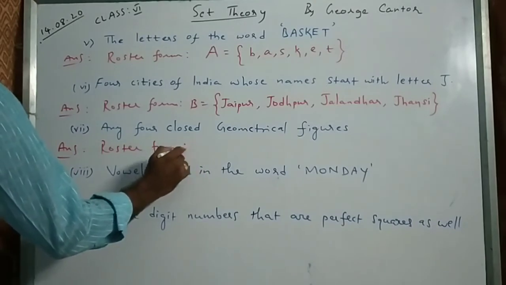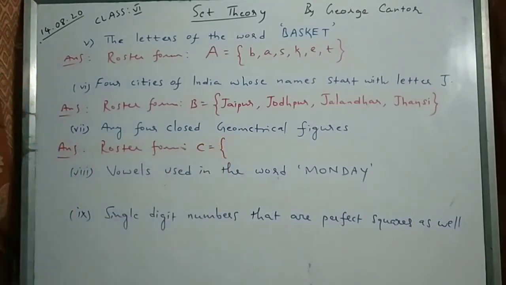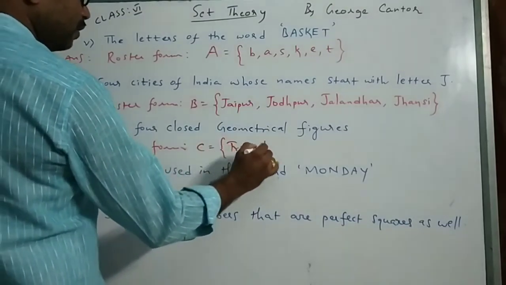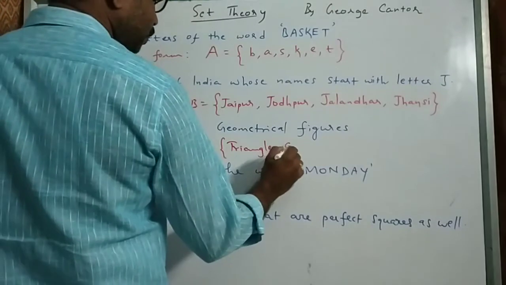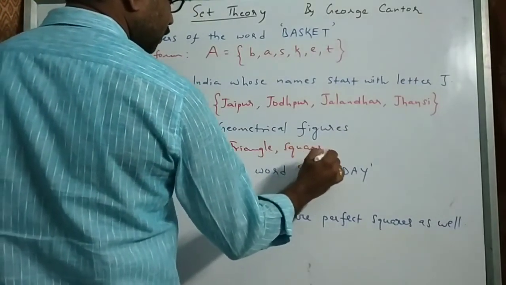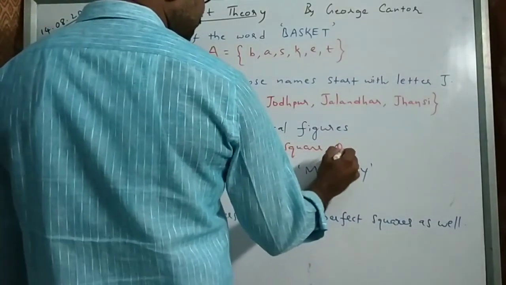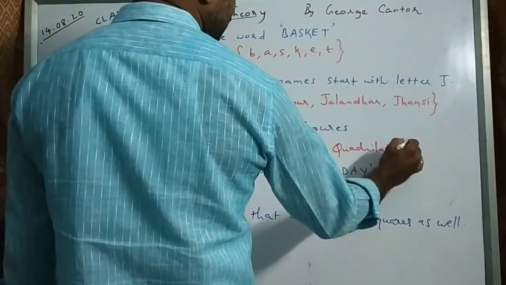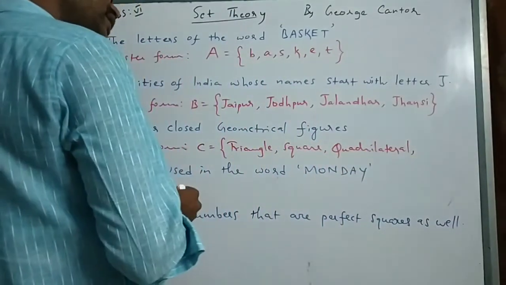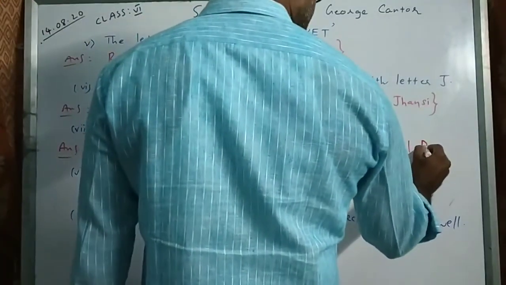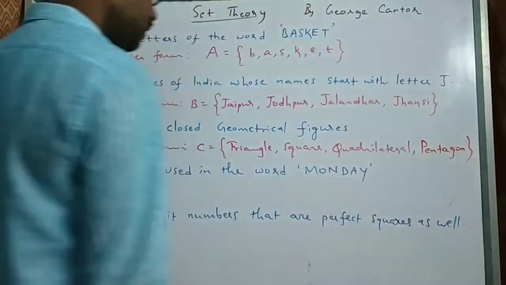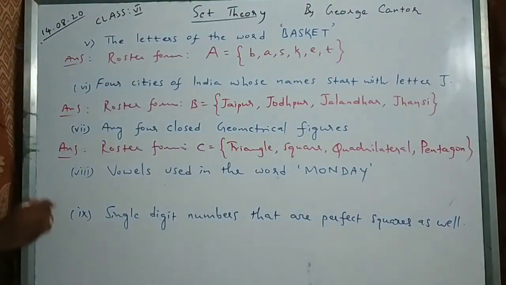Let me take C. What is our question? Any 4 closed geometrical figures. Triangle. Closed figure only, no? Triangle, square, quadrilateral, pentagon. Any 4 geometrical figures you can write. Okay, your wish. Any 4 we can write.